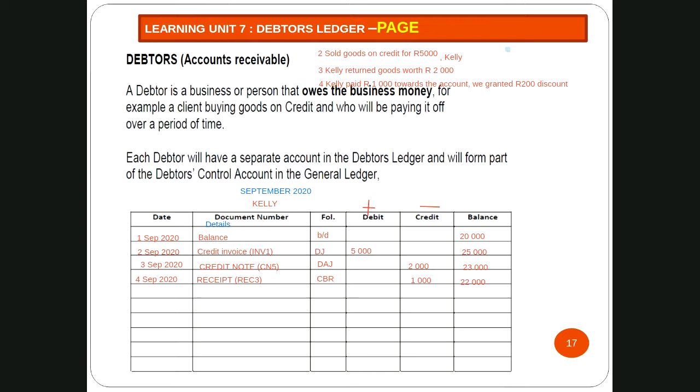Okay, the question is, what is the document for this one, for discount? Remember, if you don't understand the source documents, you can write under folio first, because the folio will give you the source document. Let's first talk about the folio. Which journal do we think we're going to record the discount granted? Remember, there are how many journals? 8, like you said. So out of 8, where do you think we're going to record this? Ifan gave me the answer there.